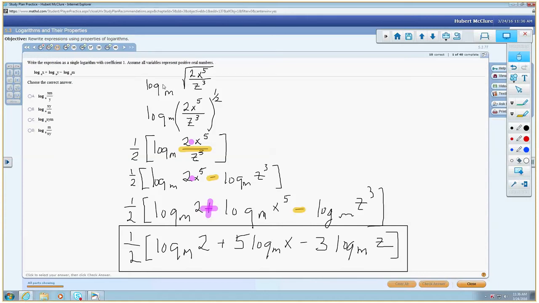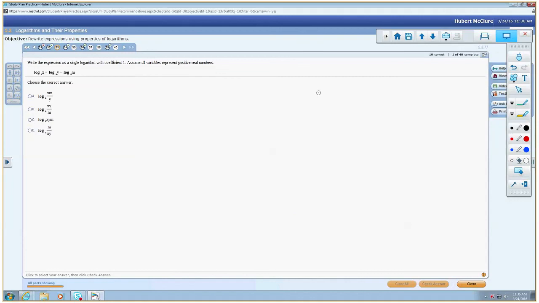All right, next one. Let's see if you can go the other direction now. Make it expanded and condense it into one log. I'll write it down for you. Log base A of x plus log base A of y minus log base A of m.